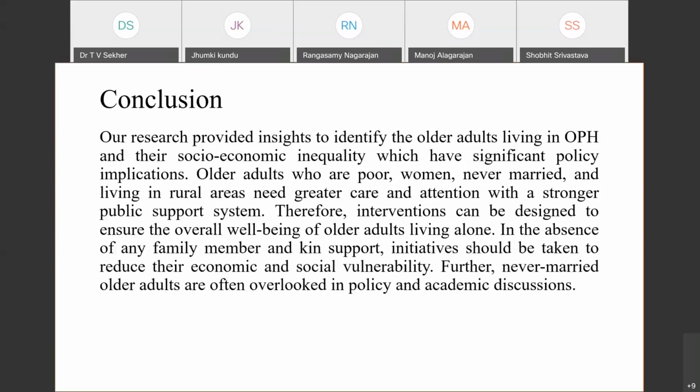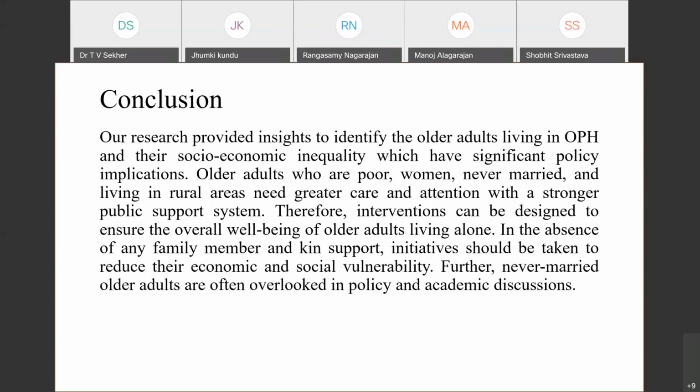Coming on to the conclusion, our research provides insight to identify the older adults living in OPH and their socioeconomic inequality, which has significant policy implications. Older adults who are poor, women, never married, and living in rural areas need greater care and attention with a stronger public support system. Therefore, interventions can be designed to ensure the overall well-being of older adults living alone.